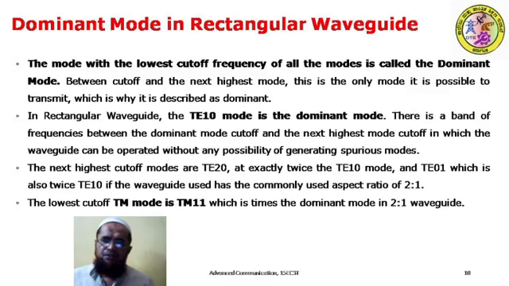The lowest cutoff TM mode is TM11, which is the dominant TM mode in 2:1 waveguides. So lowest cutoff means that is the starting point of transmission, or the starting point of dominant mode in waveguide transmission. I hope you understood this. So this is all about dominant mode in rectangular waveguides.